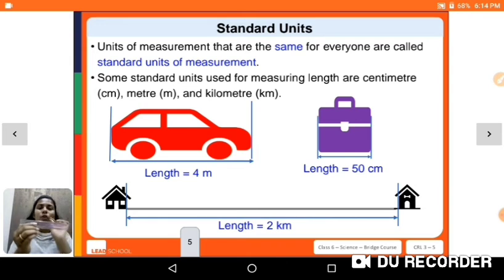That is common for all the people in this world. Units of measurement that are the same for everyone are standard units.